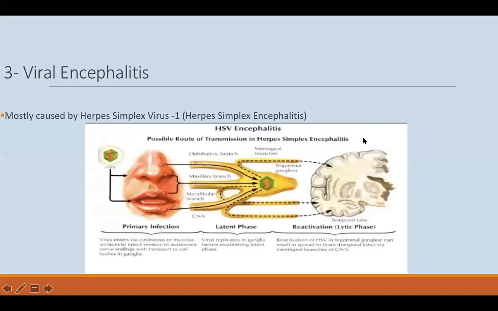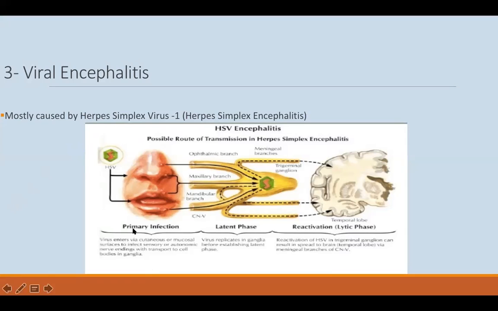We talked about meningitis, we talked about poliomyelitis, now we come to encephalitis, or inflammation of the brain itself, not the meninges. Viral encephalitis is mostly caused by HSV1, herpes simplex virus 1, also called herpes simplex encephalitis. We have type 1 and type 2. Type 2 usually causes more genital infections, but type 1 is the one that we're going to talk about today.